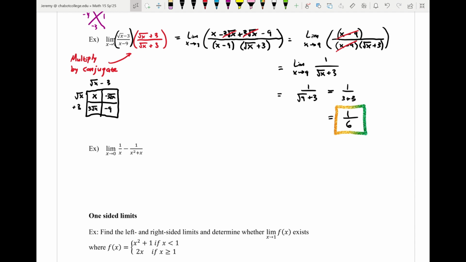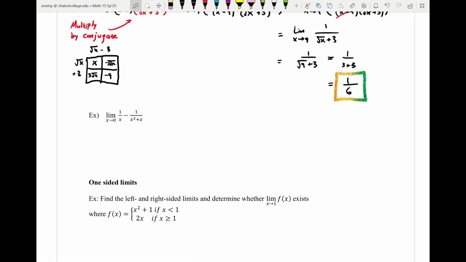Okay, let's see this last example in this little section. The limit as x goes to 0 of 1 over x minus 1 over x squared plus x. Okay, well, we're taking the limit as x goes to 0. Can I direct substitute into either of these? No. That's going to go to 1 over 0. That'll be undefined. This one as well. If I plug in 0 for x, I'm going to get 1 over 0. So neither of those can be evaluated by direct substitution.